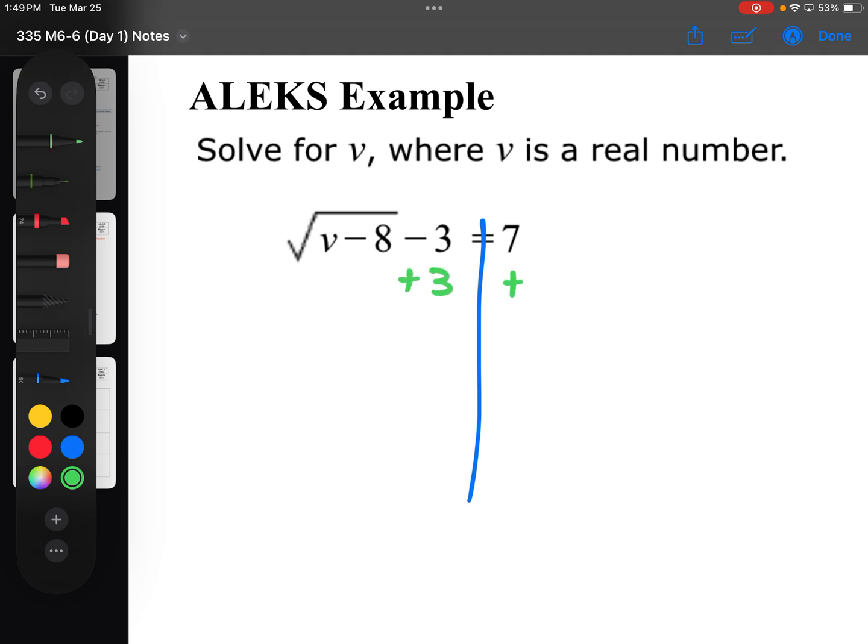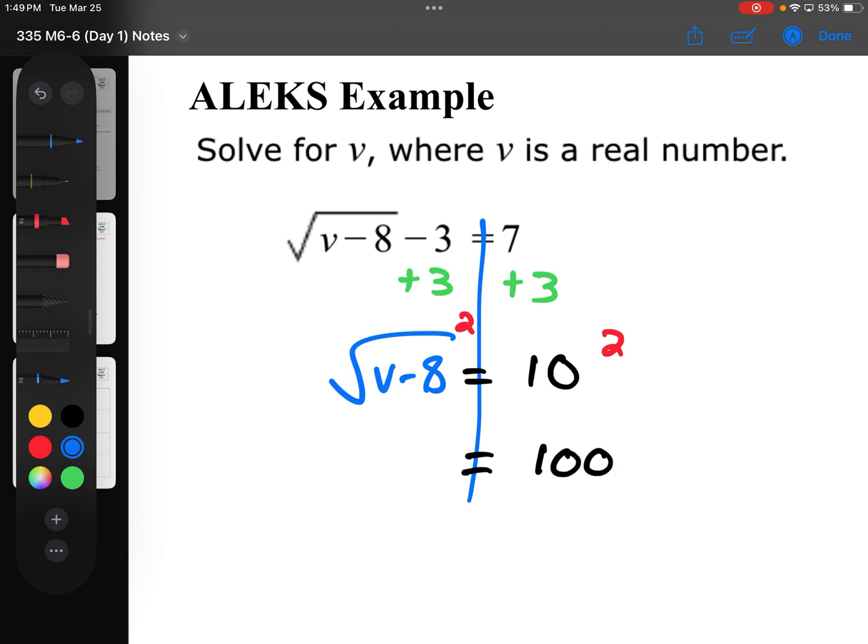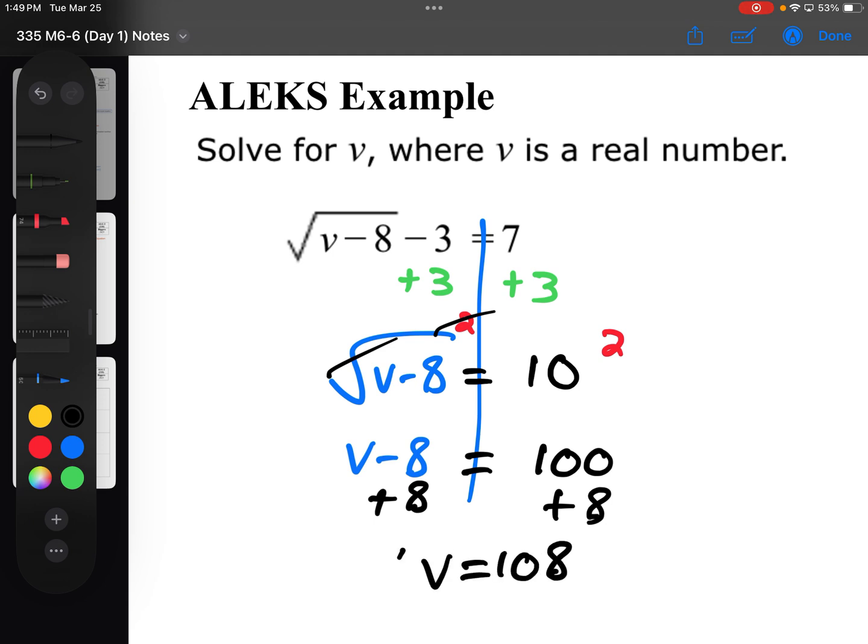Add 3 to both sides. You get the square root of v minus 8 is equal to 10. And remember, to get rid of a square root, you're going to square both sides. 10 squared is 100. And then you have v minus 8 equals 100, because it got rid of the square root. Plus 8 to both sides, and your answer is v equals 108.